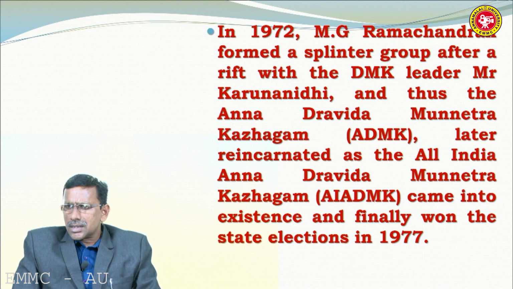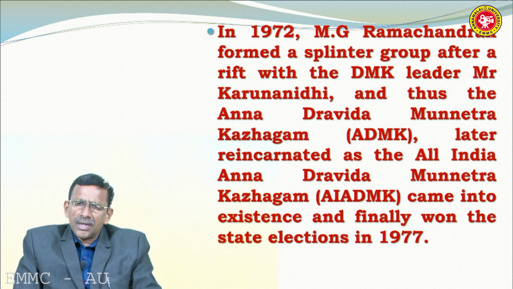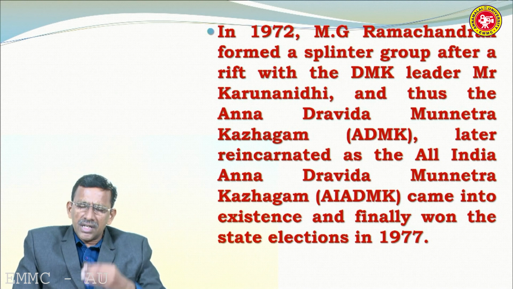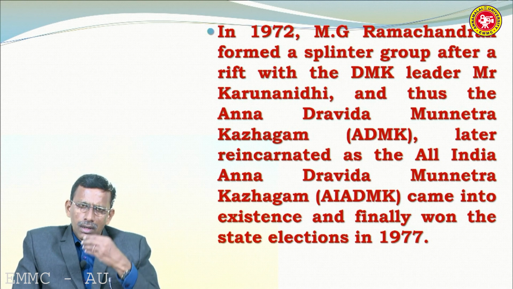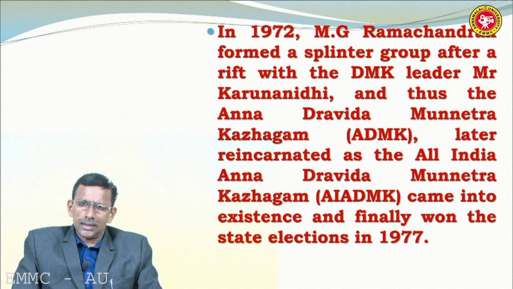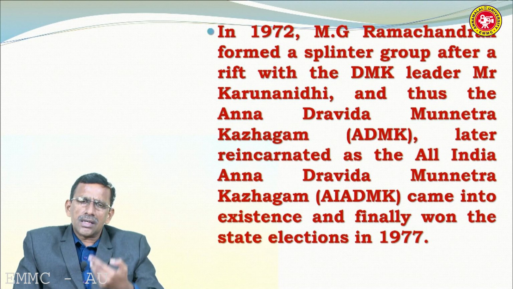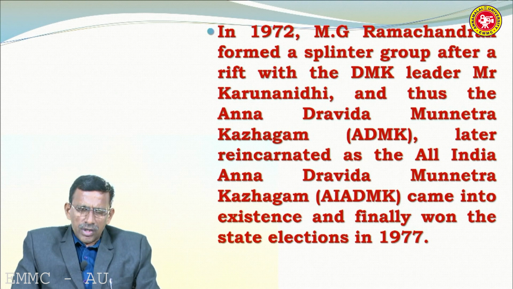So that was not accepted by the Dravidian leaders, that is the DMK leaders. So Karunanidhi and M.G. Ramachandran parted company with each other, and finally in 1972, M.G. Ramachandran started a political party called Anna Dravida Munnetra Kalagam. Later it was renamed as All India Dravida Munnetra Kalagam.